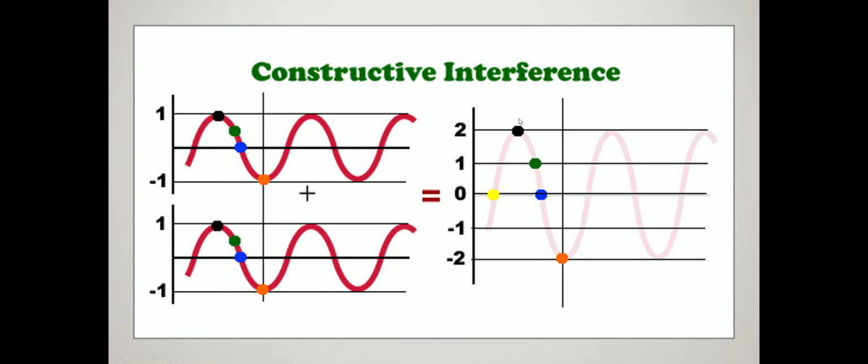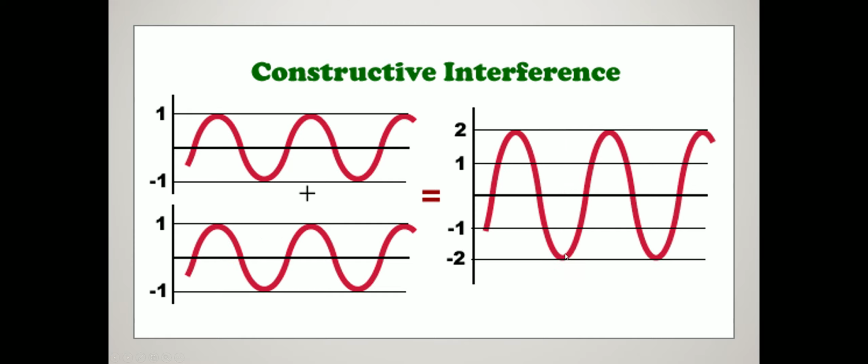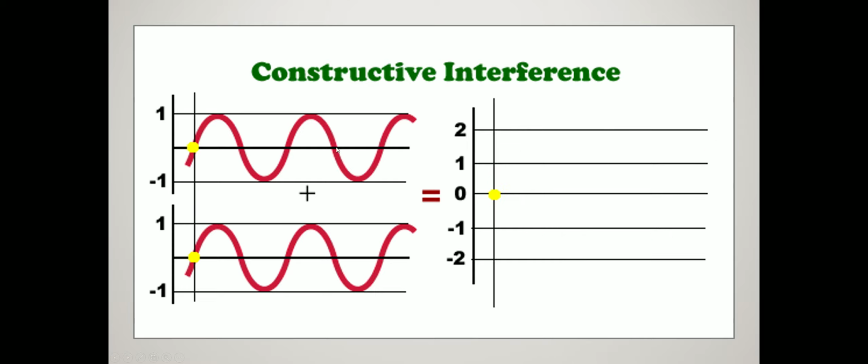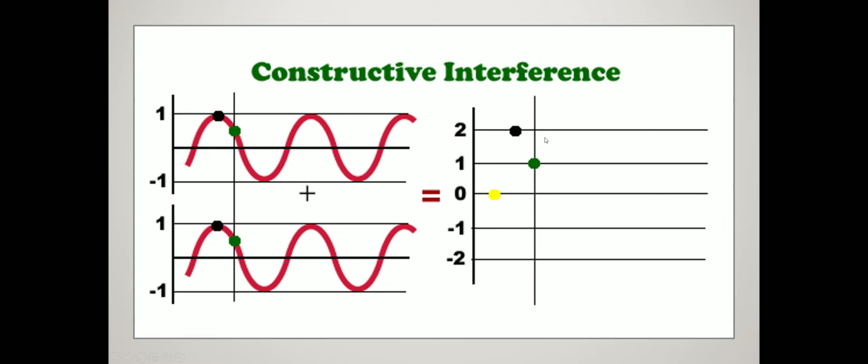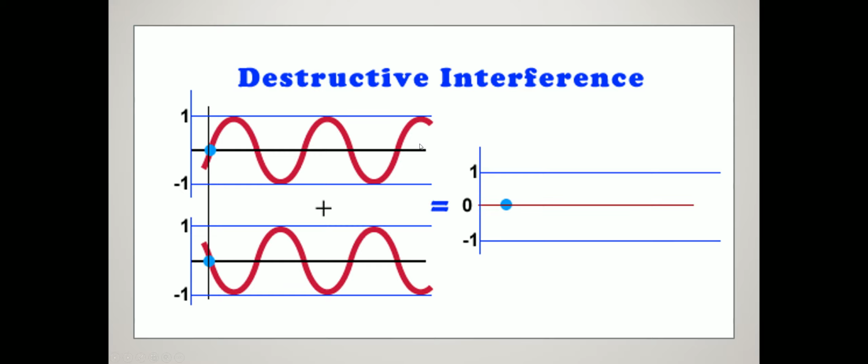1 plus 1 is 2. 0.5 plus 0.5 is 1. 0 plus 0 is 0. -1 plus -1 gives you -2. Right? So if you have two waves that look just like each other, you're going to get something called constructive interference. All right? So that's how you would interpret this, right? And on the opposite end of the spectrum, you can get something called destructive interference.